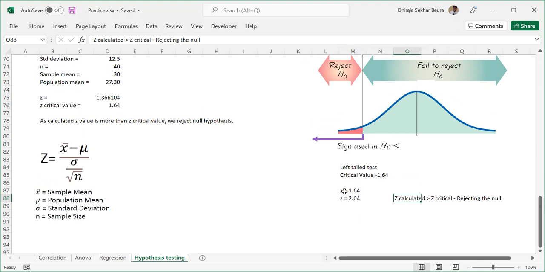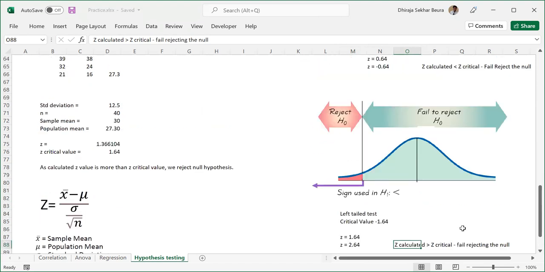Everybody agrees? 1.64 is more than minus 1.64, right? Yes. So in that case, if Z calculated is more than Z critical, then we are failing to reject. See the relationship between those two.